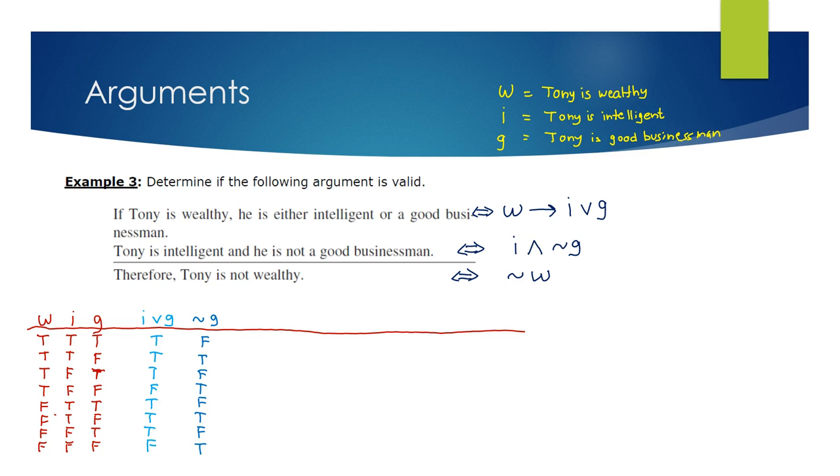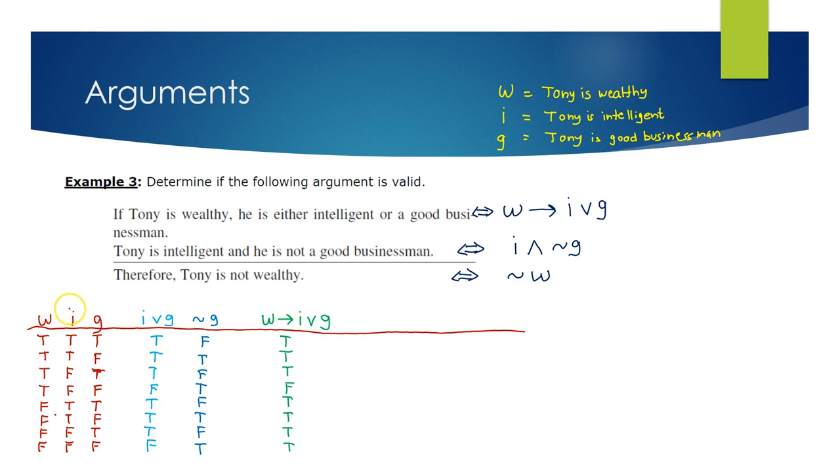So the first one, if W, then I or G. So I'm looking at this column here, and I'm looking at this column here. I'm looking at the first and fourth columns. Now again, the only time it's going to be false is if the W column has a true and this column has a false. That only happens once. Okay? Otherwise, I either have them both being true, or W is false and it's automatically going to make this a true statement. So now I'm going to look at I and not G.